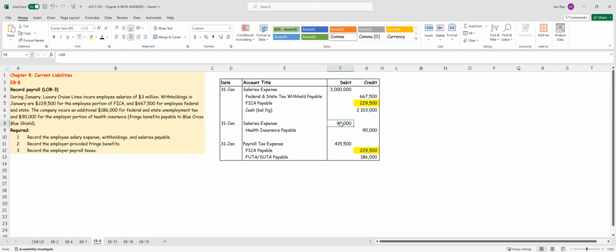So for the employer, $3 million is the salaries. Another $3 million is the fringe benefit, which we'll also call salaries expense because that's an expense for us. And then payroll tax expenses on that $3 million, we have to pay taxes, the FICA tax, and the unemployment tax. So for us, the employer, all of these numbers put together, these 3 numbers put together, this is my total cash outflow for the month of January. So this finishes my payroll tax liability exercises.